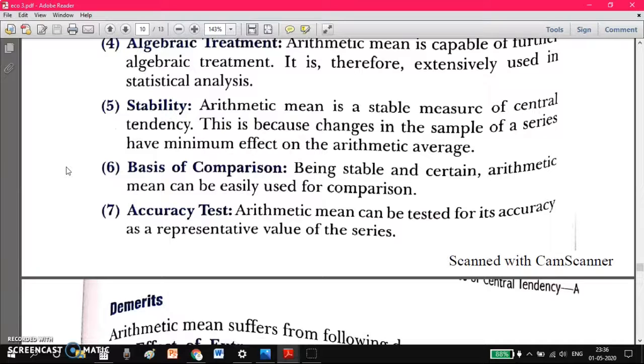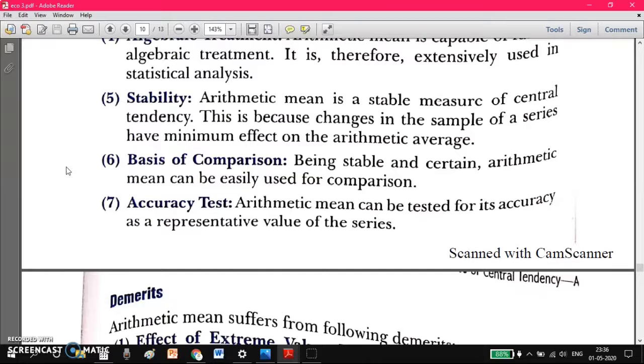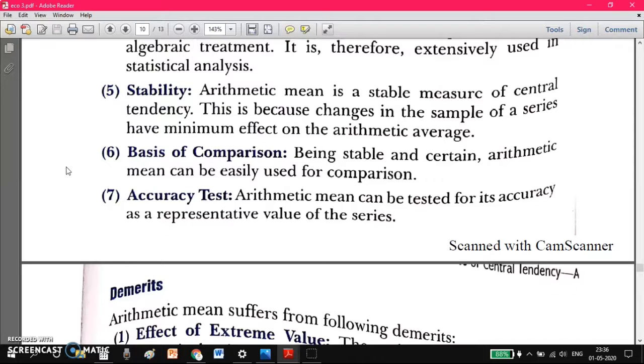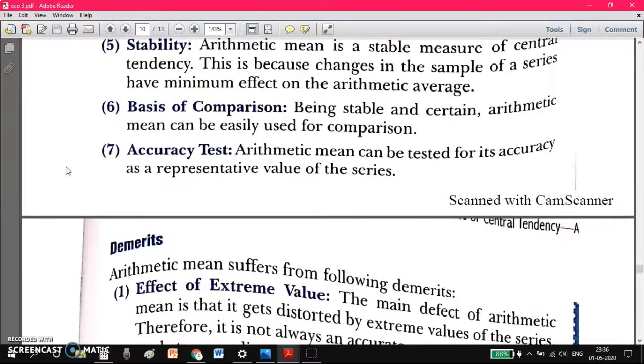Stability. Because it is certain, that is why it has stability. Arithmetic mean is a stable measure of central tendency. This is because changes in the sample of a series have minimum effect on the arithmetic average. If there is a small change in the series, the arithmetic average does not change much.